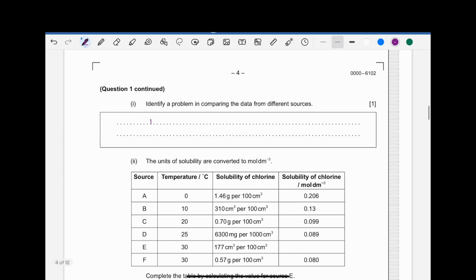so use of different units, different ways of measuring, different precisions, uncertainty is not given.